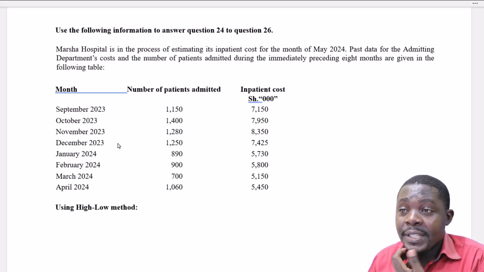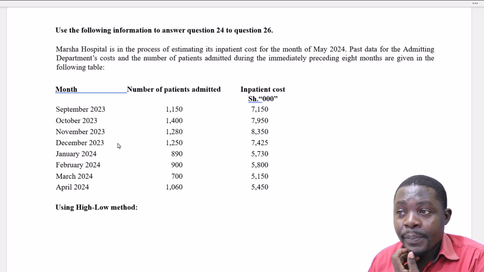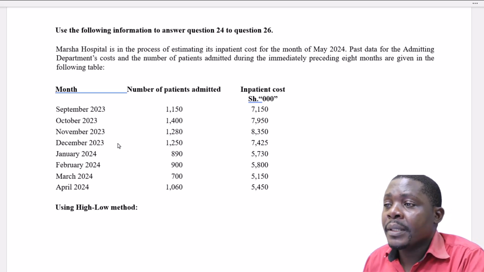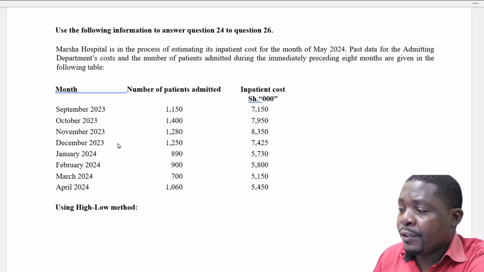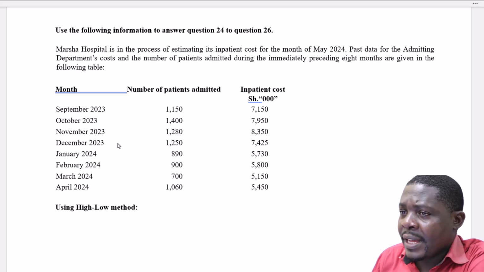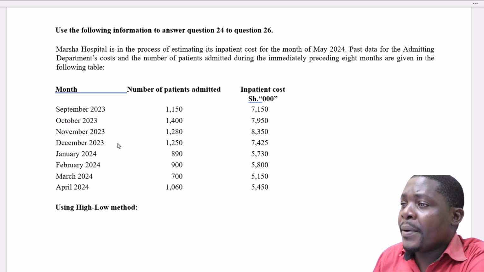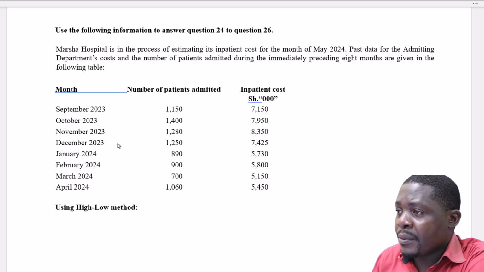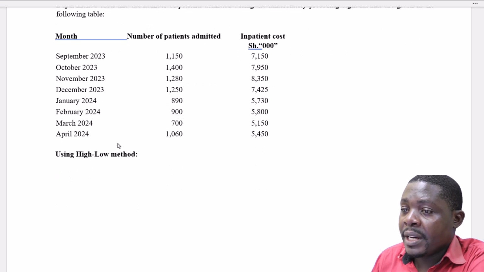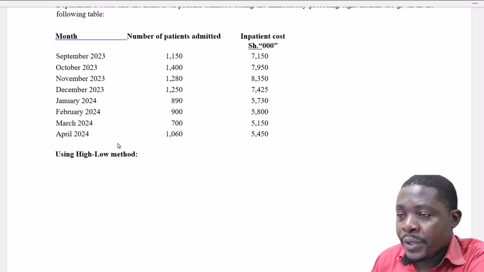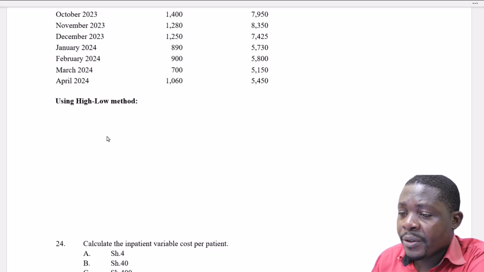The question reads, Marshall Hospital is in the process of estimating its inpatient cost for the month of May 2024. Past data for the admitting department cost and the number of patients admitted during the immediately preceding 8 months are given in the following table. We have data from September 2023 to April 2024. That's the data. Use the high-low method.